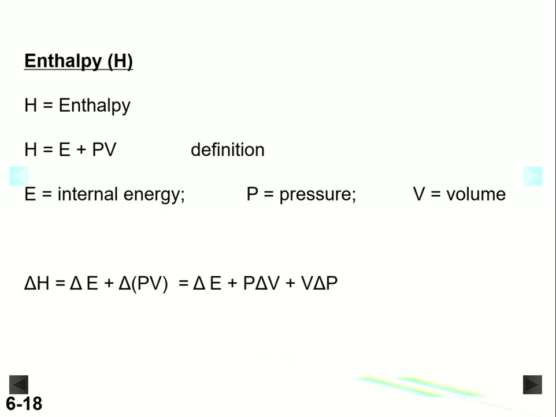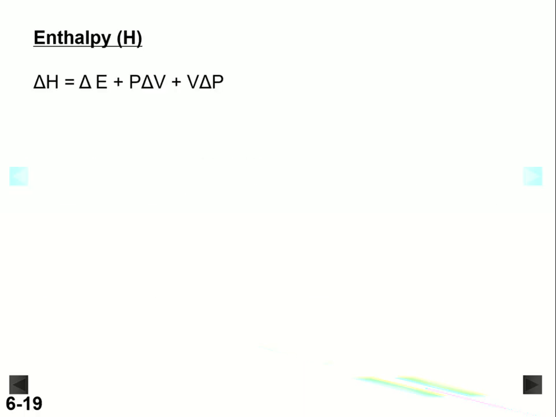Now, if we have a delta H, then we would have a delta across our other side of our equation. So we have delta E plus delta PV, which expands into delta E plus P delta V plus V delta P. So here's our equation. Delta H is delta E plus P delta V plus V delta P.